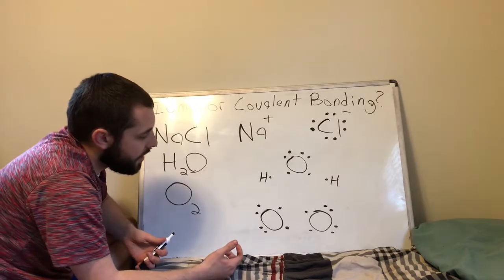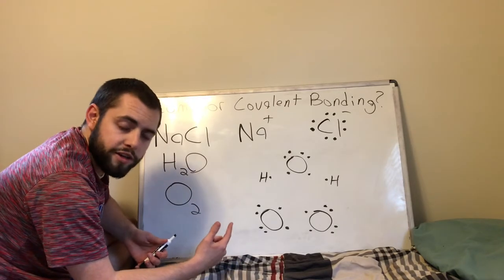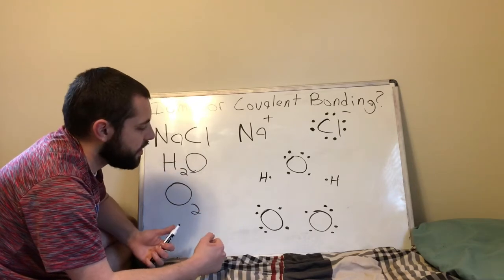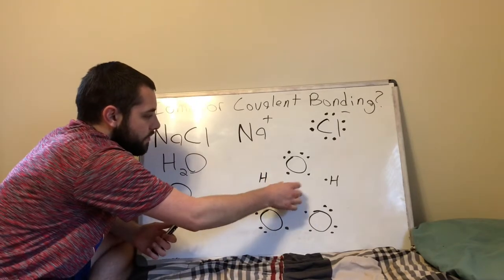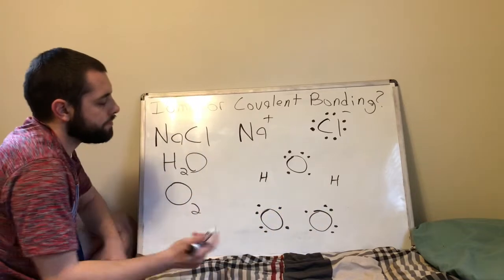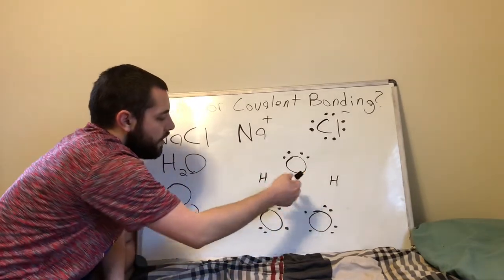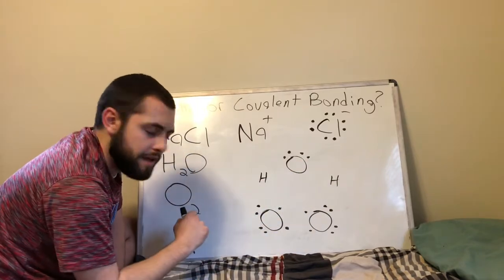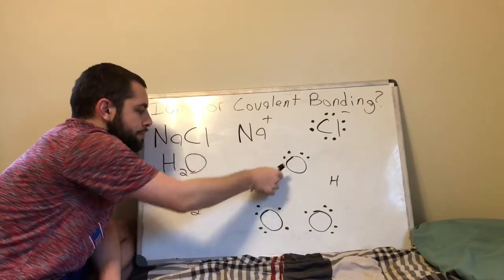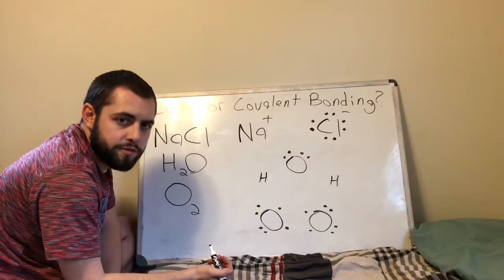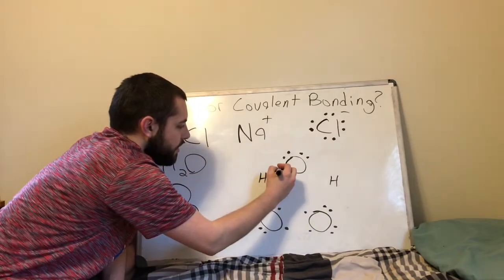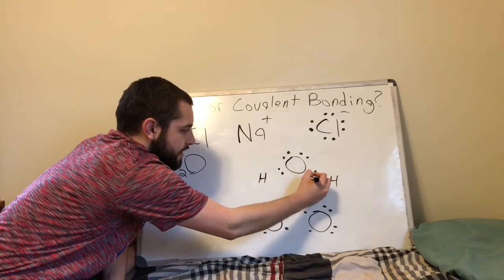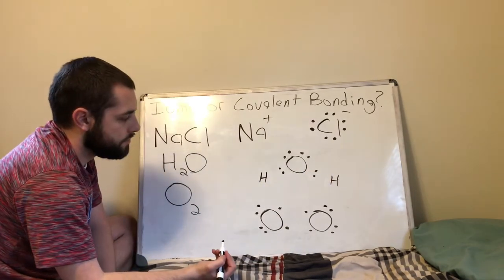Now, oxygen is more electronegative. Oxygen is stronger. It's able to attract those electrons more tightly. So what we're going to see happen here, oxygen is pulling on the electrons from hydrogen. At the same time, hydrogen is pulling back on the electrons from oxygen. We're going to end up maybe with something like this.